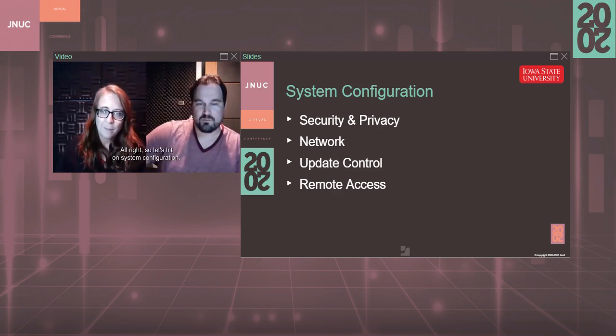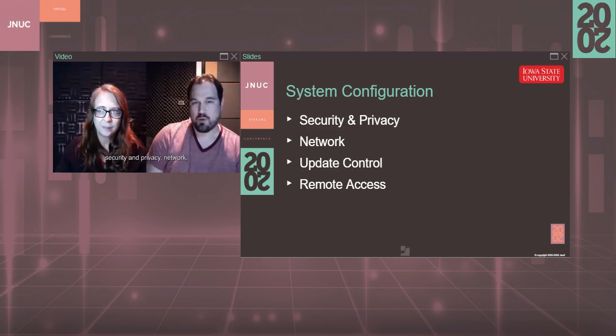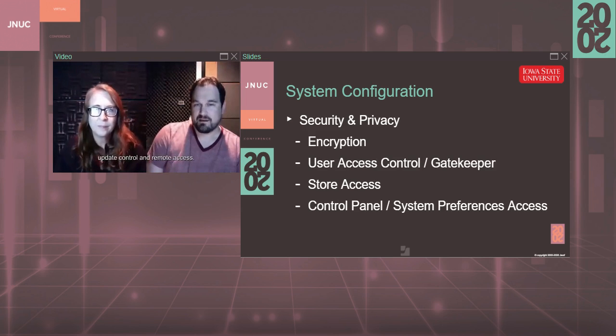All right, so let's hit on system configuration. There's going to be 4 bullets here: security and privacy, network, update control, and remote access. And under security and privacy, we have encryption, user access control on the GPO side, Gatekeeper, store access, and then control panel and system preferences access.